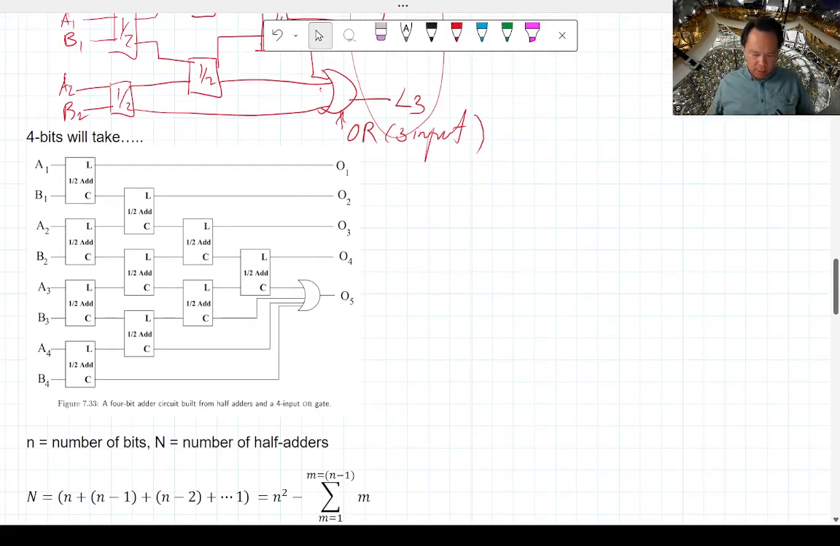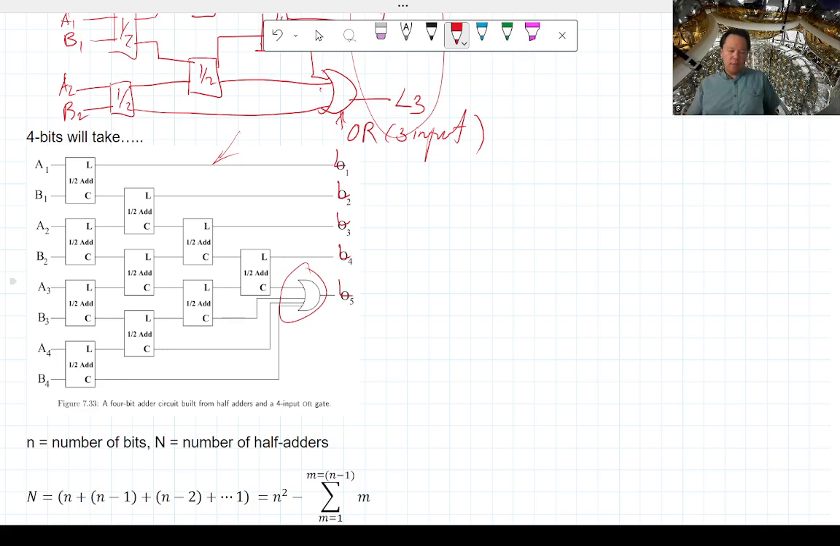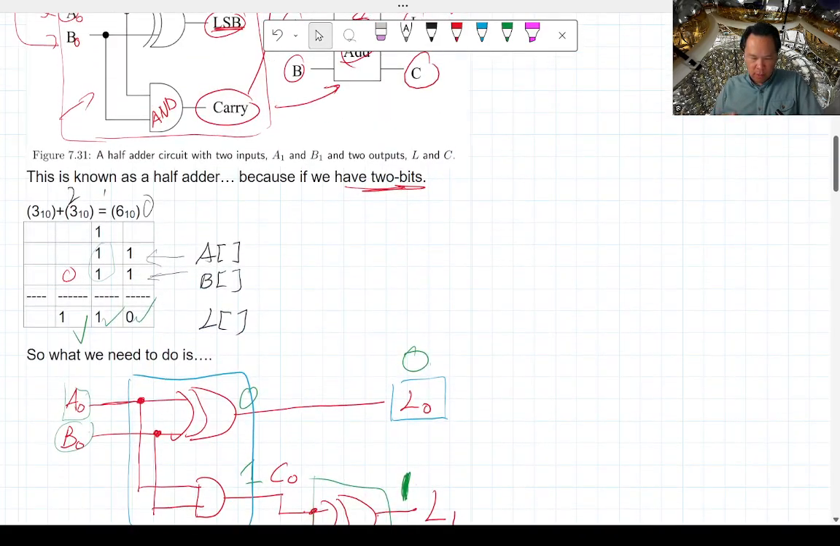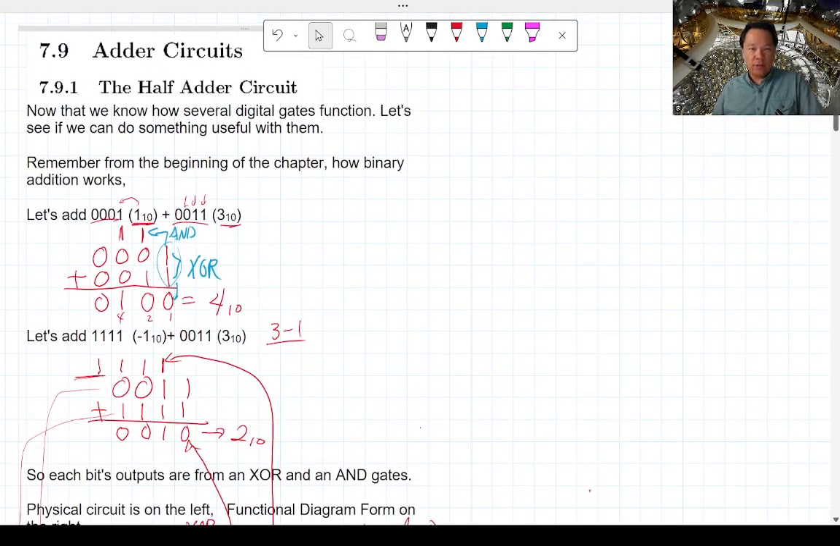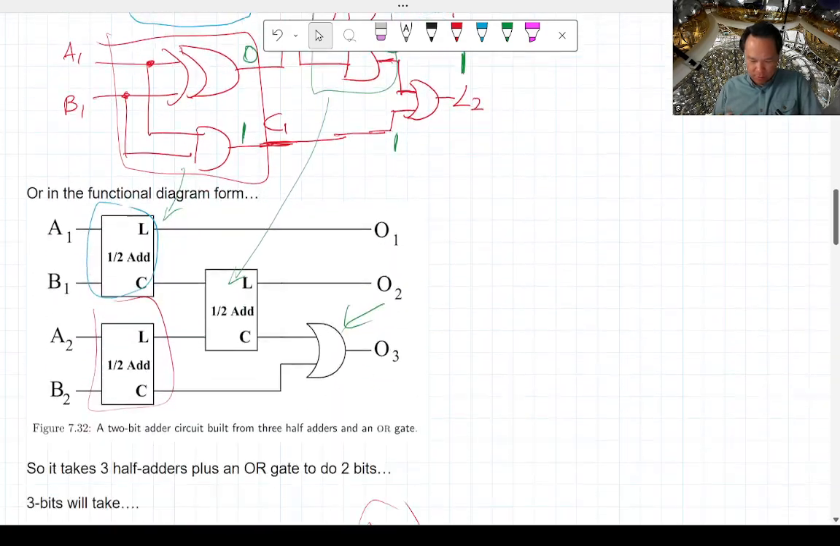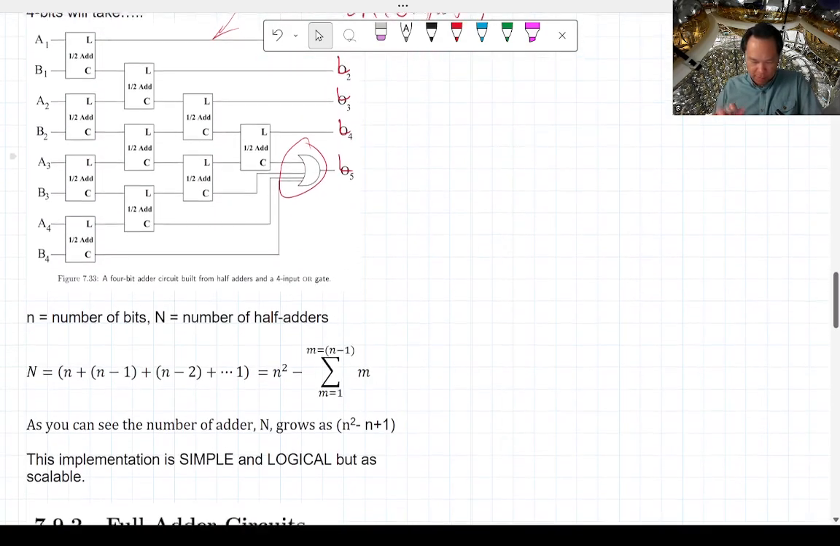And then the book has the 4-bit version drawn for you, so you can see that this triangle just keeps growing, and this OR gate has to be bigger and bigger every time the output changes. Okay, so if you don't like the O's here, you can just change these to L's. Okay, so this works very well, right? Because basically what we did is we look at how we add in elementary school, right? And then you implement it on a breadboard, which is a lot of fun.